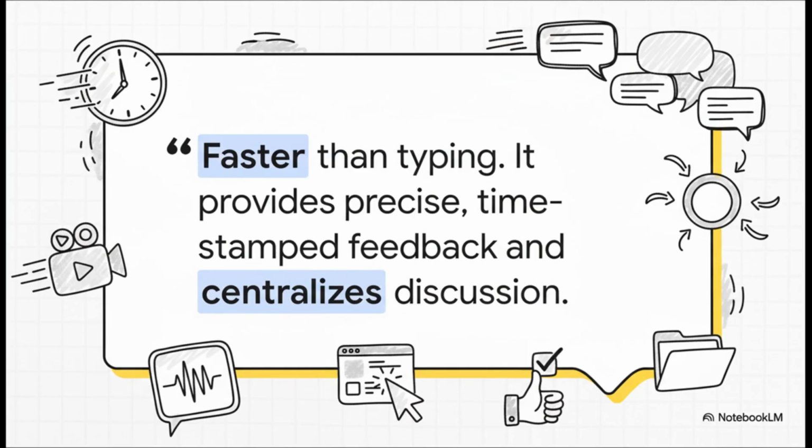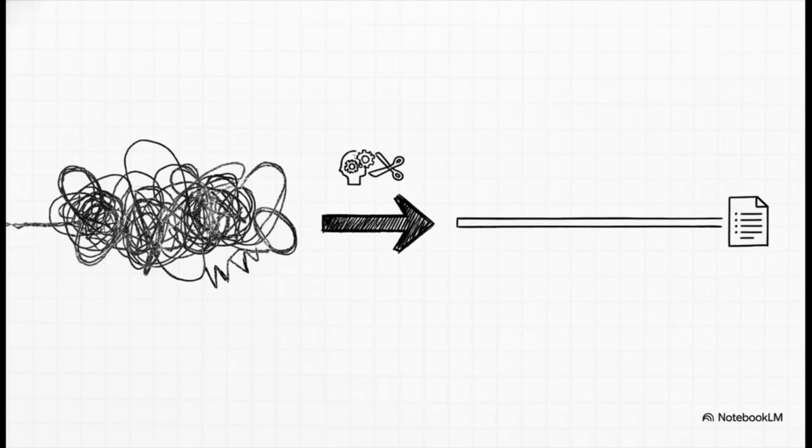So the win here is huge. First, it's just so much faster than typing everything out. And second, the feedback you give is incredibly precise because it's linked to a visual and a timestamp. No more guessing games about which blue button someone was talking about in an email. It's all right there.